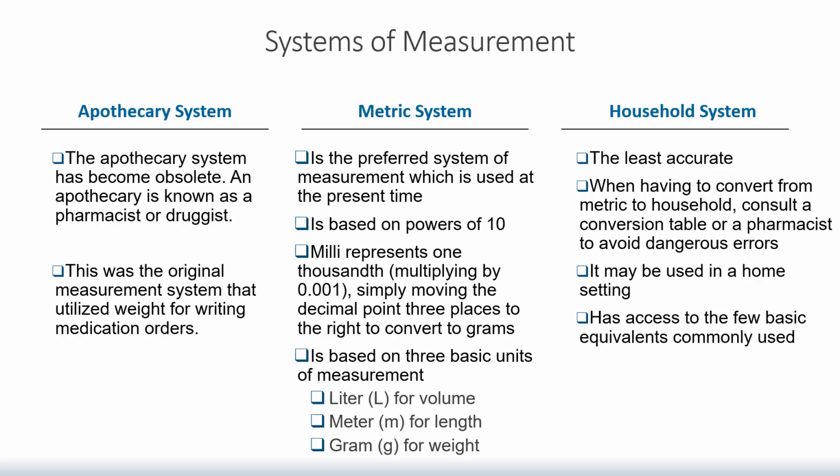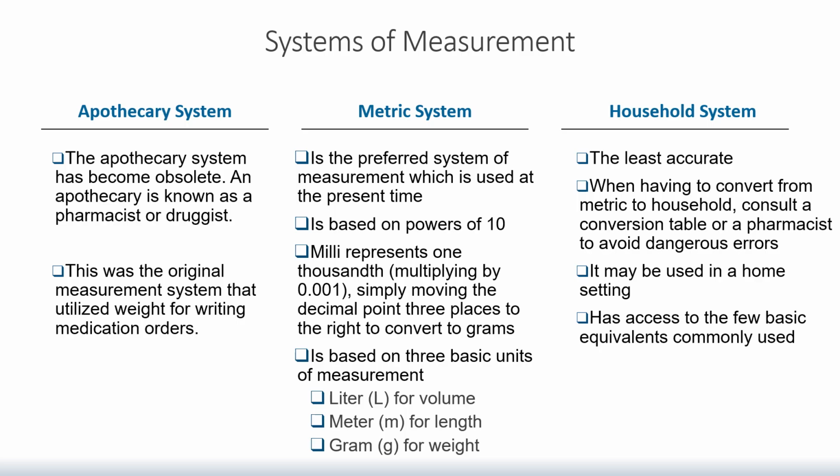Systems of measurement when we talk about medication administration. There's the apothecary system. The apothecary system has mostly become obsolete. An apothecary is also known as a pharmacist or a druggist. This was the original measurement system that utilized weight for writing medication orders.